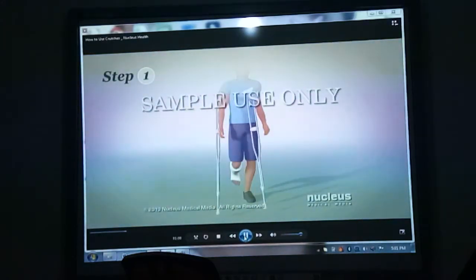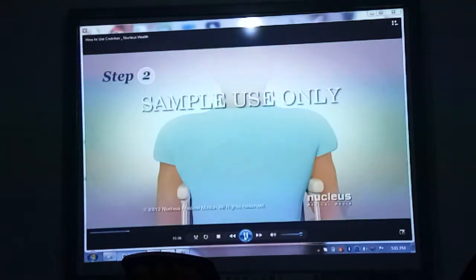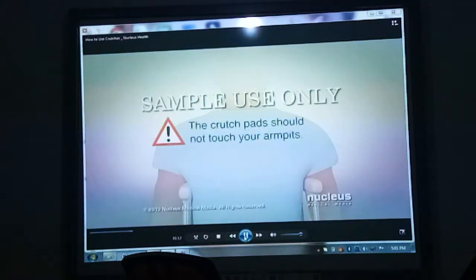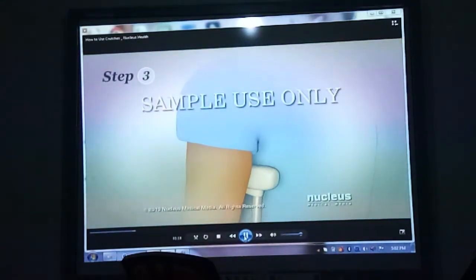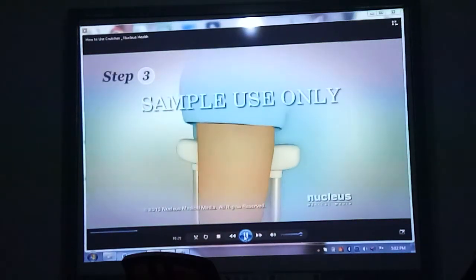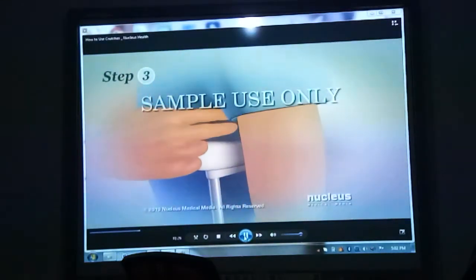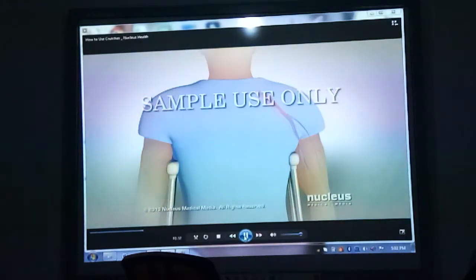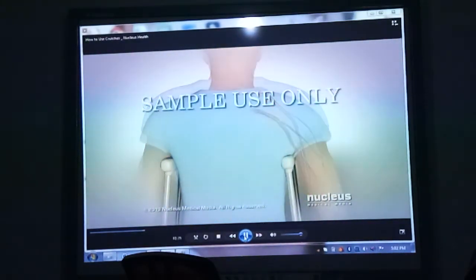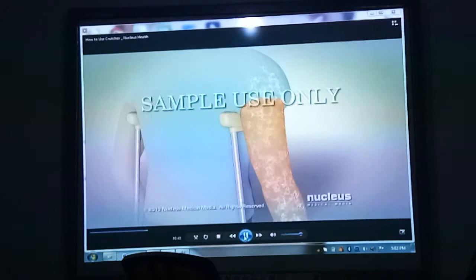Step 1. Put one crutch under each arm at the sides of your body while you're standing. Step 2. Relax your shoulders and let your arms hang down over the crutches. The crutch pads should not touch your armpits. Step 3. Check the amount of space between your armpits and the crutch pads. There should be 2 inches or 5 centimeters of space between them. This is about 2 or 3 finger widths. This space helps keep the crutch pads from putting pressure on nerves and blood vessels in your armpits. Pressure on these nerves and blood vessels may cause arm tingling and weakness.